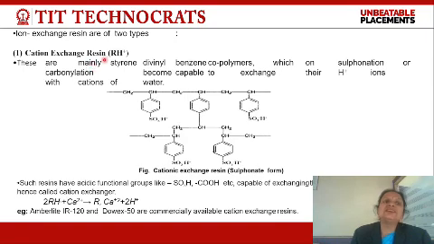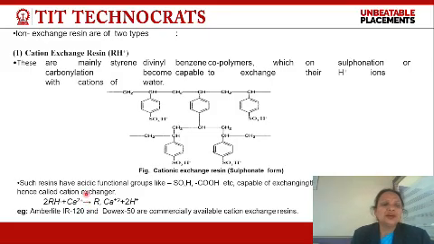Cation exchanger resin is basically a polymer. It is known as styrene divinyl benzene copolymer, which on sulfonation or carboxylation becomes capable of exchanging its hydrogen ions with cations of water. This is the structure of it, right? Such resin have acidic functional groups. Acidic functional groups means sulfonic acid, carboxylic acid or phenolic OH group. Cation exchanger resin are capable of exchanging cations for hydrogen ions.